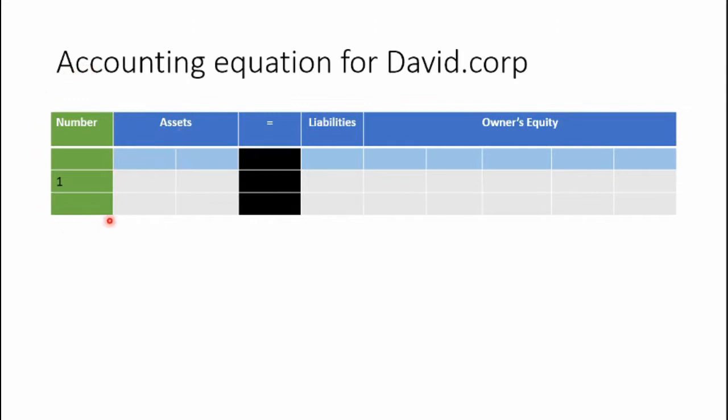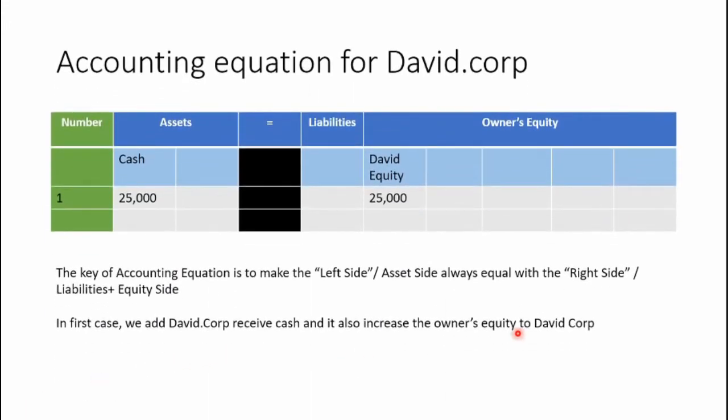And this green column is a number column, which I will use to number the answer for each case and example. You don't need to use this column if you're doing a school or university project. This is just to make it easier for me to explain. Okay, well, now let's start with the first example.